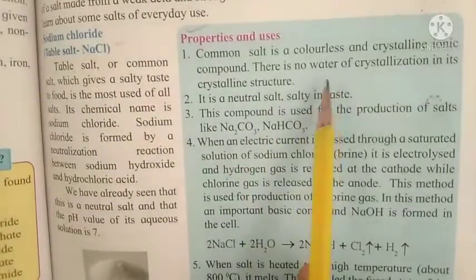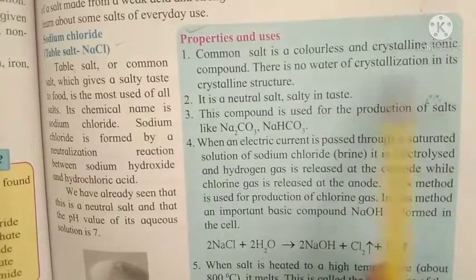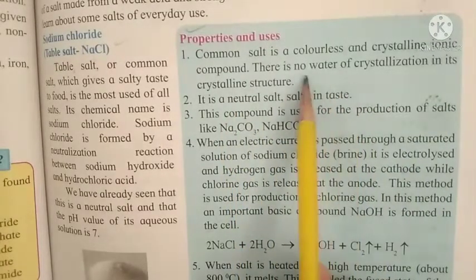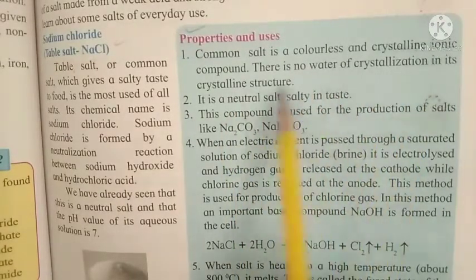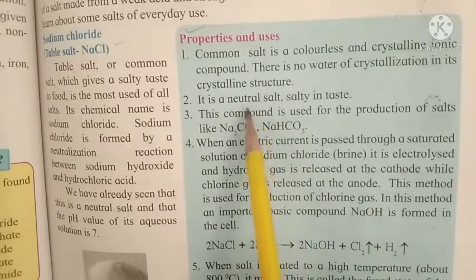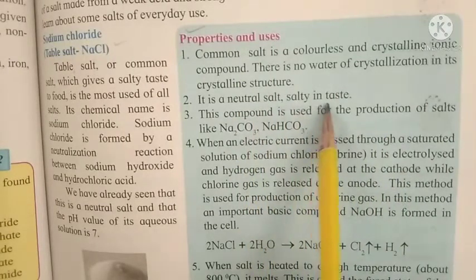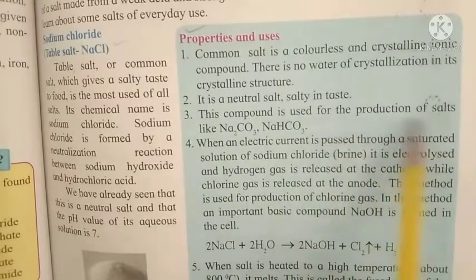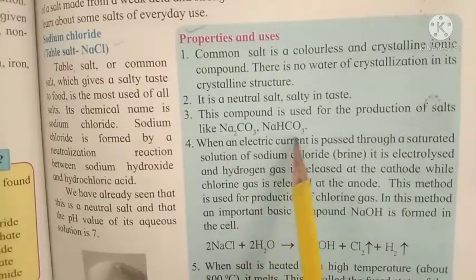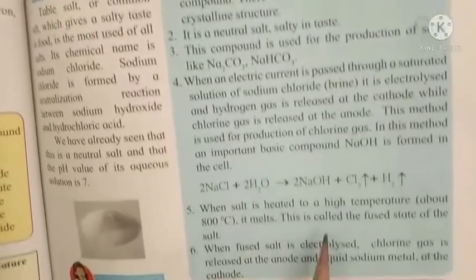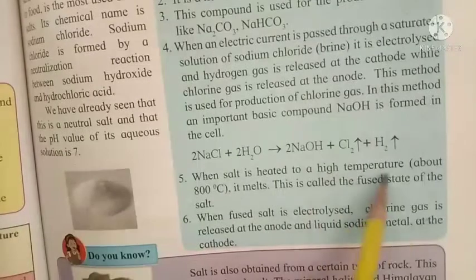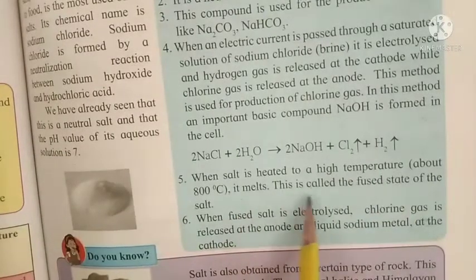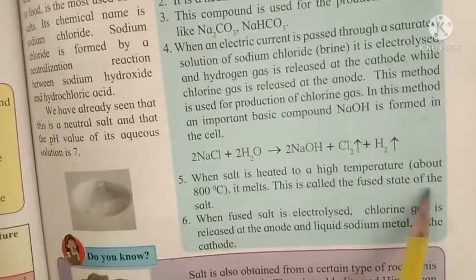Properties: common salt is a colorless crystalline ionic compound. There is no water of crystallization in its crystalline structure. It is a neutral salt, salty in taste. This is used for the production of salts like Na2CO3, NaHCO3, etc. When this salt is heated to a high temperature, it melts, and this is called the fused state of the salt.